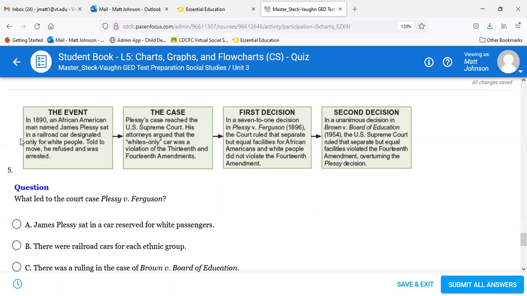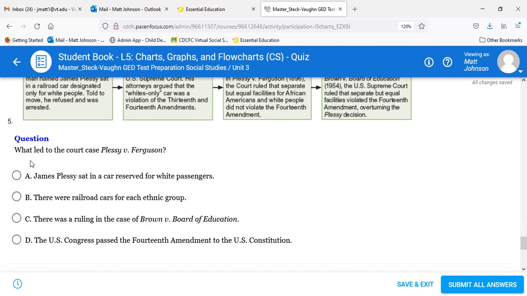Okay, so number 5. Tracy, would you like to read number 5 for us? Yes. What led to the court case Plessy versus Ferguson? A. James Plessy sat in the car reserved for white passengers. B. There were railroad cars for each ethnic group. C. There was a ruling in the case of Brown v. Board of Education. D. The U.S. Congress passed the 14th Amendment to the U.S. Constitution.